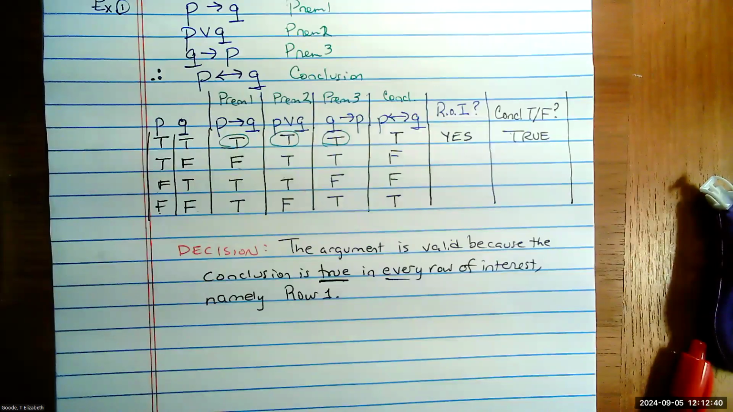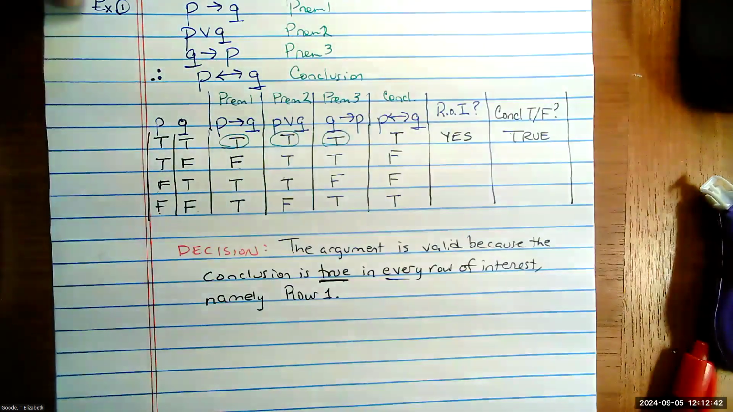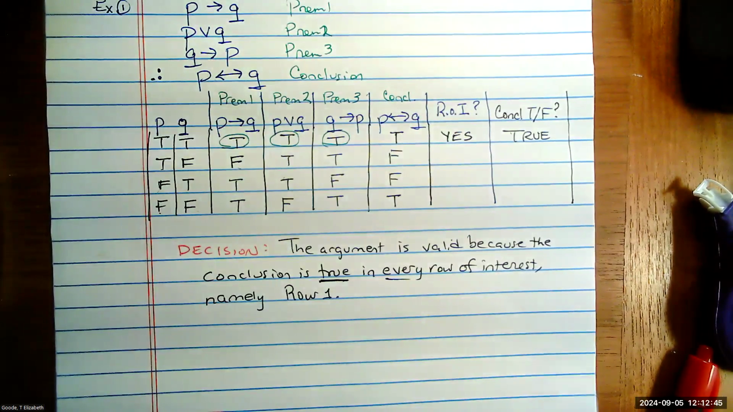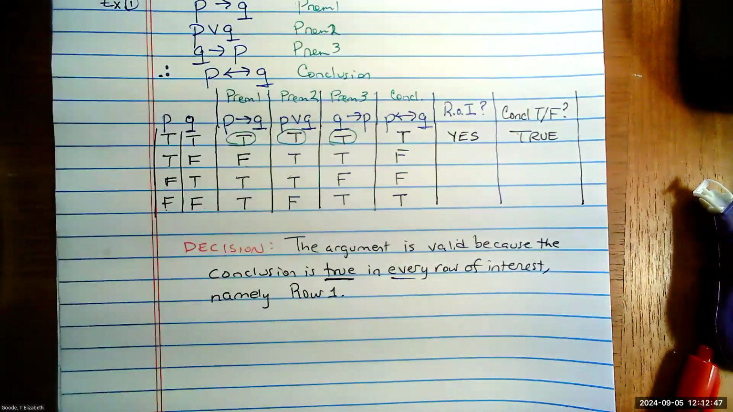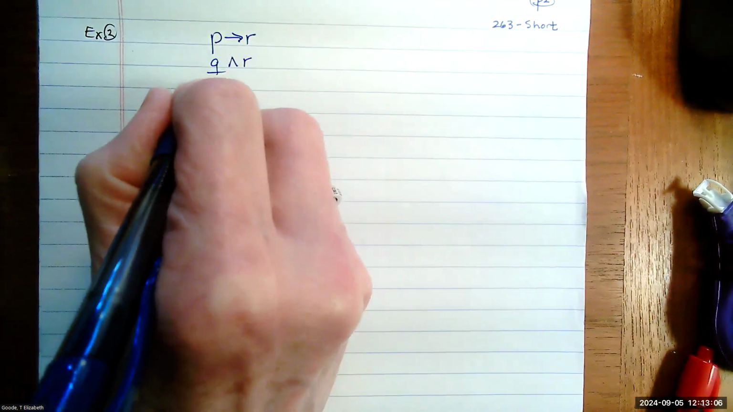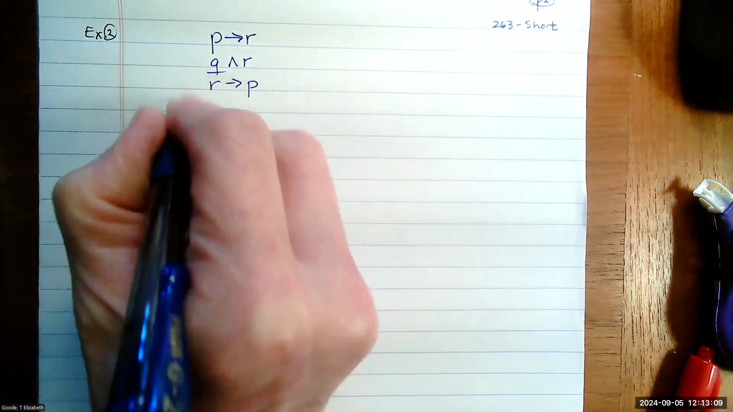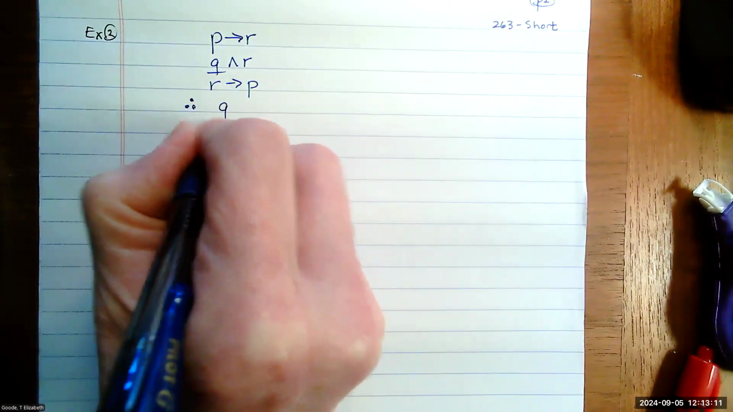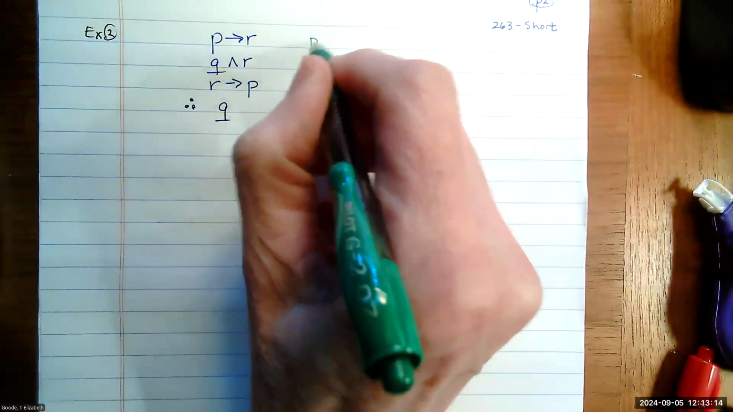Now, let's take a look at one more example and execute the 4-step algorithm for determining argument validity. Example 2. All right, what are our premises? Well, this argument looks like this. P implies R, Q and R implies P, therefore Q. So again, we do have 3 premises.